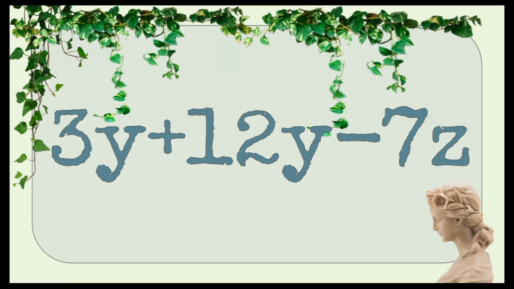Let's try something a little more difficult, 3y plus 12y minus 7z. The idea is the same. Add the coefficients of the terms with the same variable and degree. In this case, it would be 3y and 12y. Negative 7z can't be combined with 3y and 12y because it contains the variable z. So 3y would be added to 12y to create 15y, and negative 7z would remain to make the final simplified polynomial 15y minus 7z.